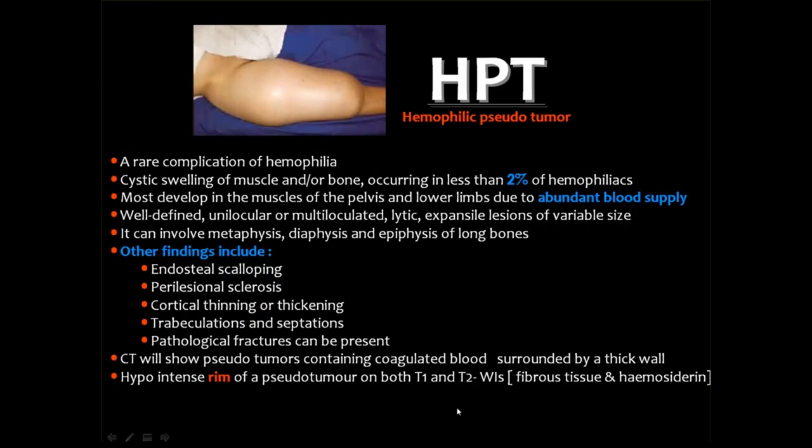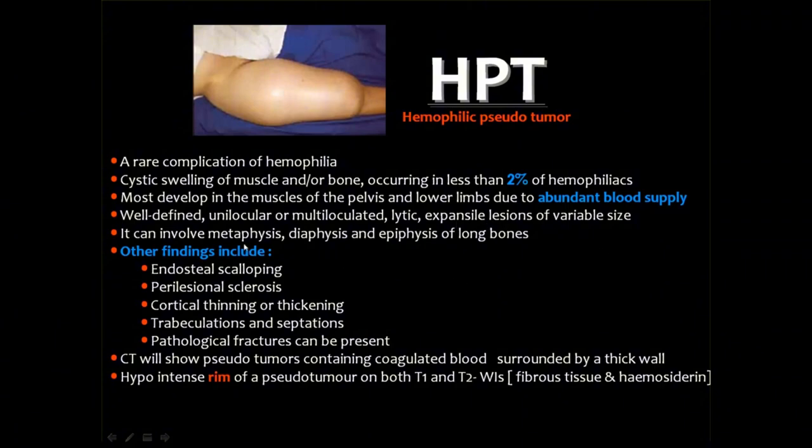Then hemophilic pseudotumor is one of the rare complications of hemophilia, which is seen in less than 2% of hemophilic patients, and it may develop in the muscle or the bone of the pelvis especially, or the lower limbs. This is because the pelvis and lower limbs have abundant blood supply. This is usually a big lesion, unilocular or multilocular, osteolytic, expanding, of variable size.